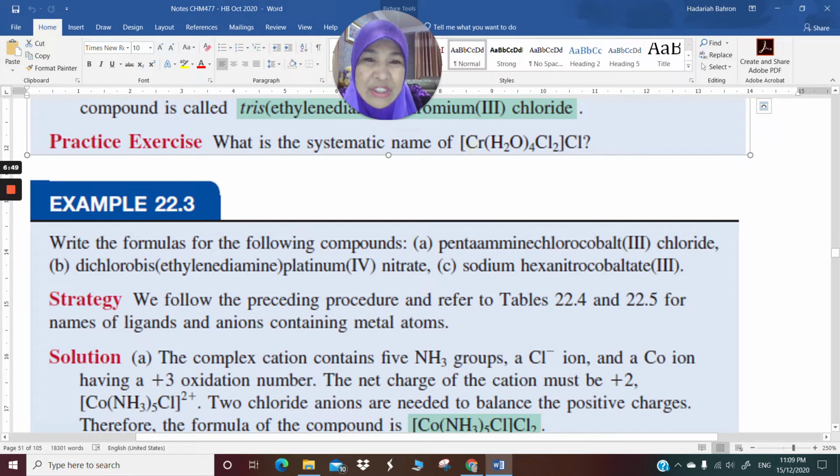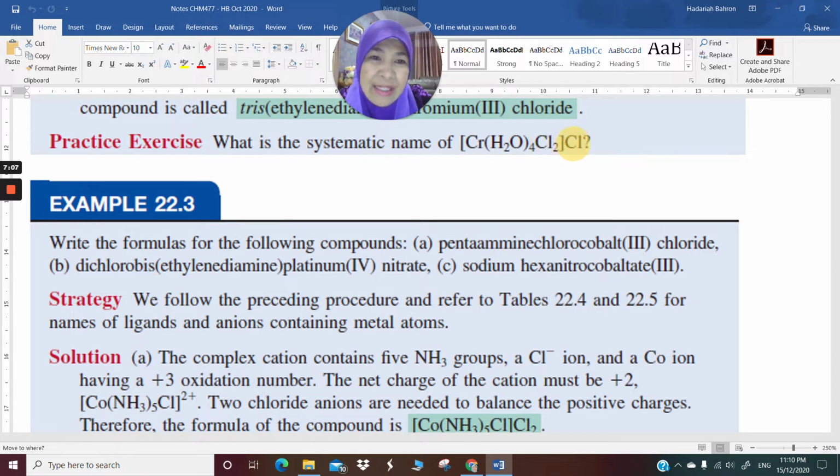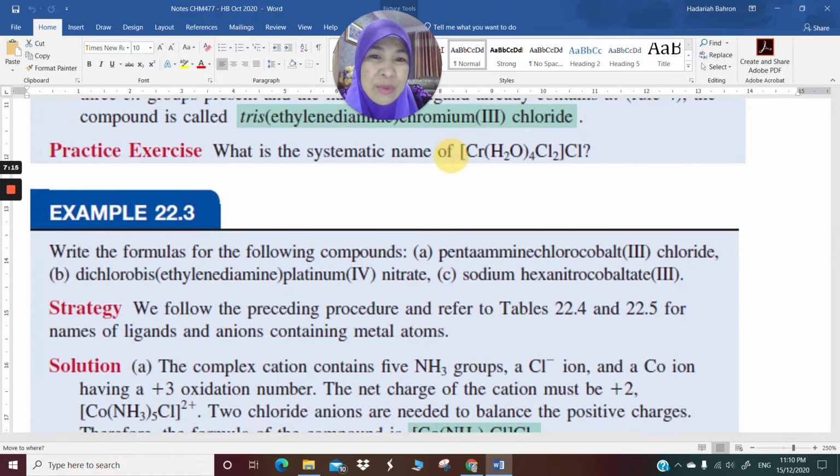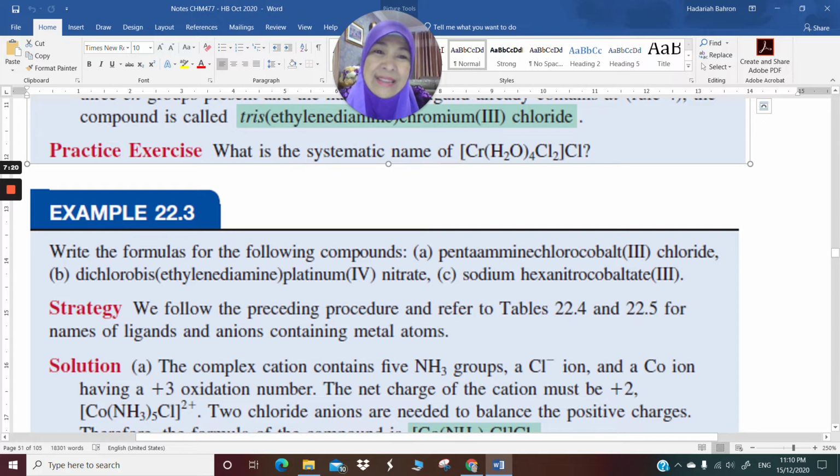So what is the oxidation number of chromium here? So chromium is x. We don't know what the oxidation number is. Water is 0. This chloro is minus 2 because there are 2. And chloride is minus 1. So x plus 0 minus 2 minus 1 is equal to 0 because the whole thing is neutral. So x is equal to plus 3. So we know this is chromium(III).